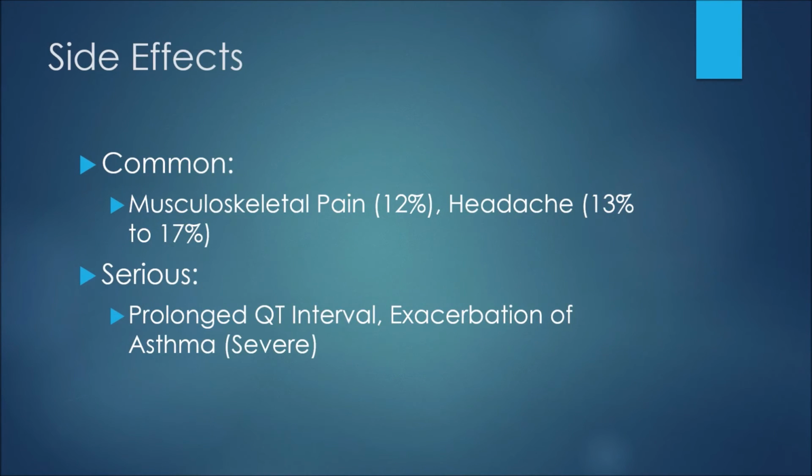As with all medications, there are some side effects or adverse reactions that patients may experience while using Salmeterol, so we'll go over some of those here now. Musculoskeletal pain may happen 12% of the time, and a headache may happen 13 to 17% of the time. Some more serious side effects would be a prolonged QT interval or a severe exacerbation of asthma.